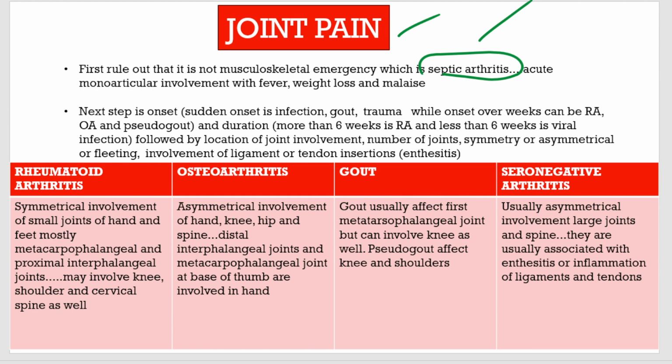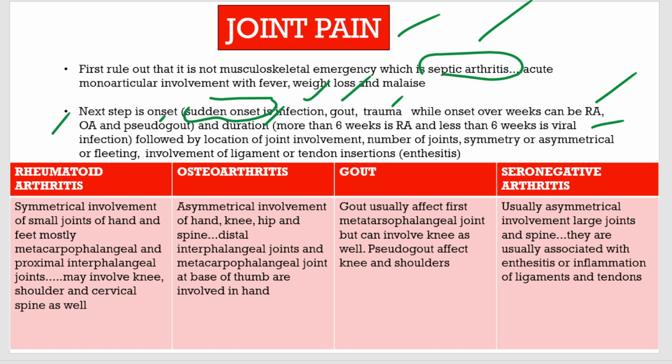The next step is to ask about the onset, which is very important. Acute onset is usually infection, gout, or trauma, while onset over weeks is rheumatoid arthritis, osteoarthritis, or pseudogout. So onset will give us the clue what kind of disease we are dealing with. Then duration. If the duration is less than 6 weeks, it could be viral. If it is more than 6 weeks, then it could be rheumatoid arthritis.